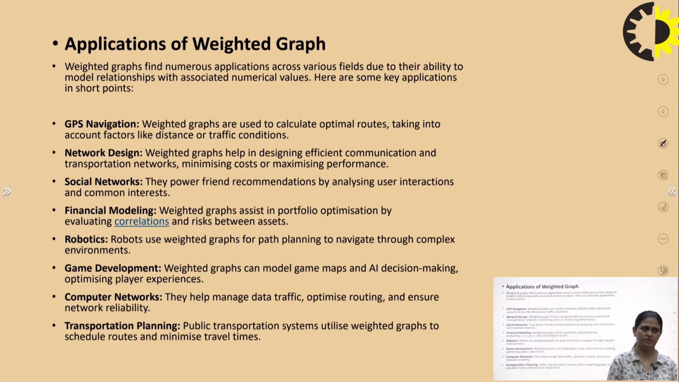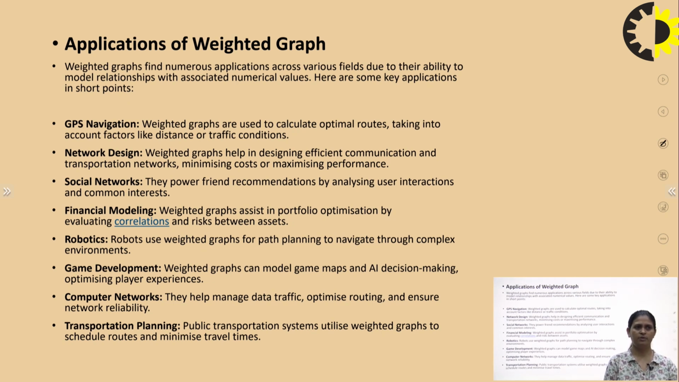Applications of weighted graph. There are different applications of weighted graphs across various fields due to their ability to model relationships with associated numerical values. Here are some key applications in short points. Number one, GPS navigation. Weighted graphs are used to calculate optimal routes, taking into account factors like distance or traffic conditions. Network design. Weighted graphs help in designing efficient communication and transport networks, minimizing cost or maximizing performance.